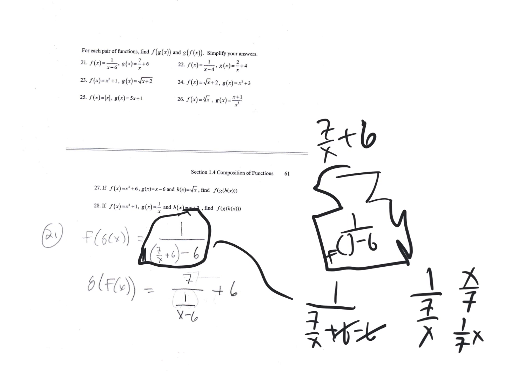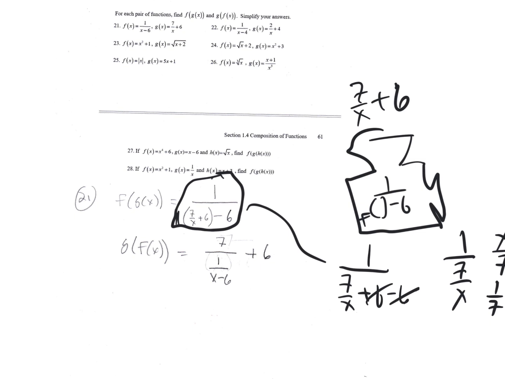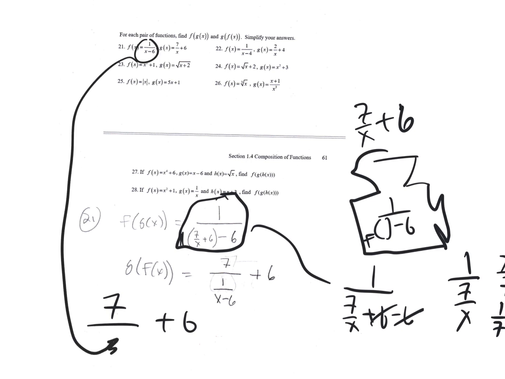Now, how about substituting them in the other way? We're dropping f of x into g of x. So g of x says, let's see, what does it say up here? It says 7 over something plus 6. So I'm going to drop in that whole f of x function right in there on the denominator. That's what I did here. Okay, let me clean this up a little bit for you.